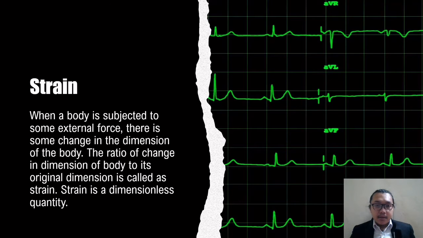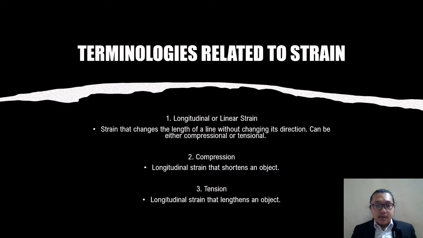Next, I will talk about strain. Strain is when a body is subjected to some external force, there is some change in the dimension of the body. The ratio of change in dimension of the body to its original dimension is called strain. Strain is a dimensionless quantity. We will go to terminologies related to strain.